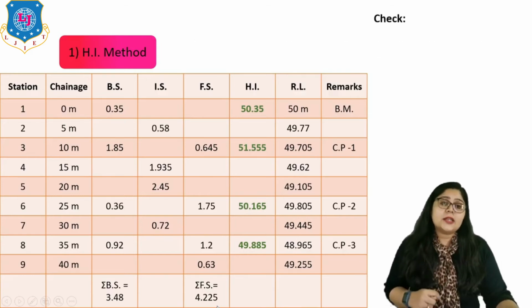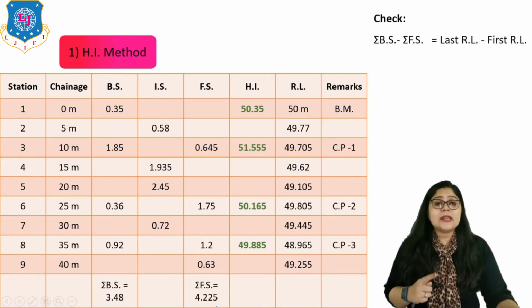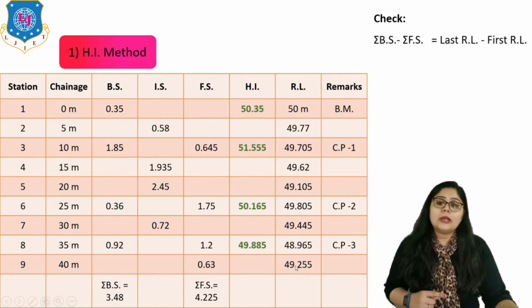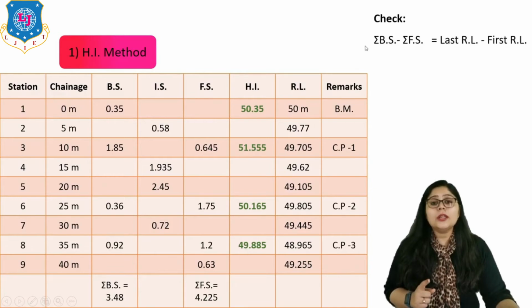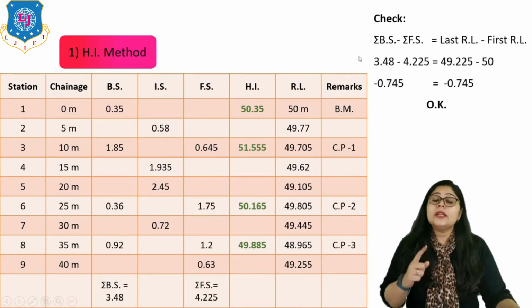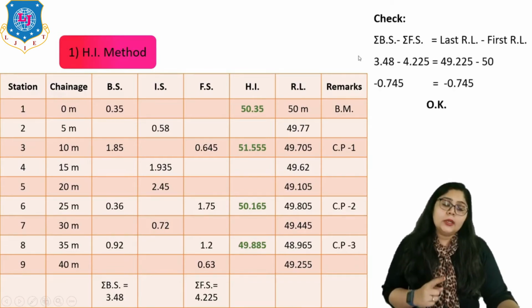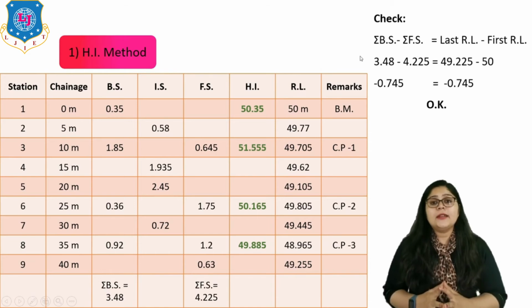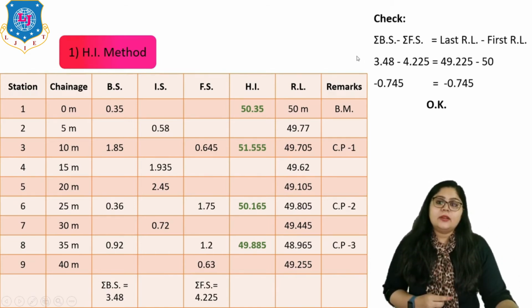Now what are the checks? For the check, there is one equation which says summation of BS minus summation of FS is equal to last RL minus first RL. It means when we put all the values in this equation, the answer should be equal. Then and only then we can justify that all these calculations are correct. So this is all about the HI method, right?